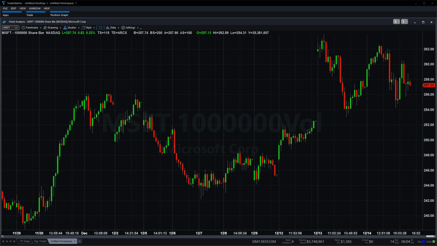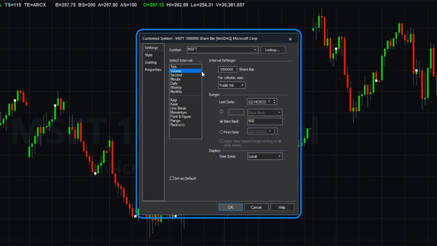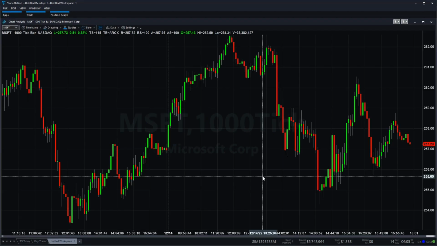To set up a tick chart, double left-click on any candle. Double-clicking on candles also takes you to the Customize Symbol dialog. On the Settings tab, choose Tick under Select Interval, and then enter the number of ticks you want each candle to be based on. Every candle will contain the price action from that number of trades. Remember, the candle is based on ticks or trades, not shares or contracts.